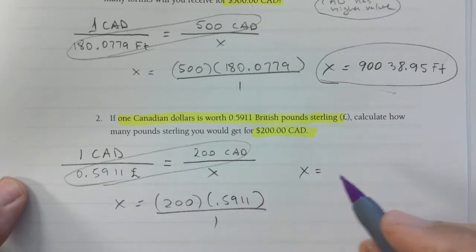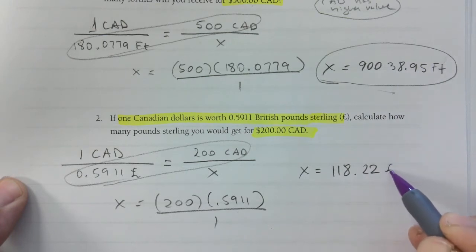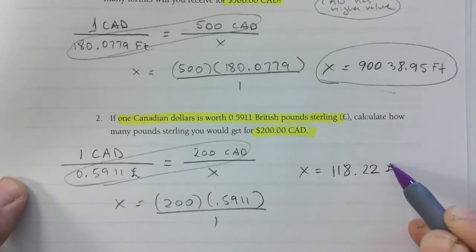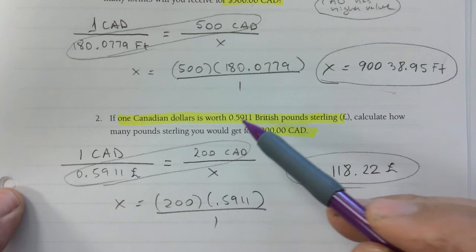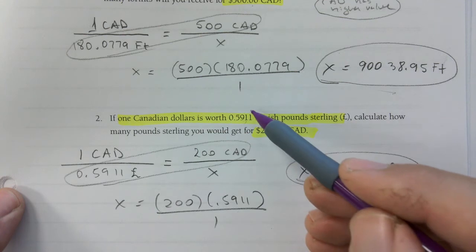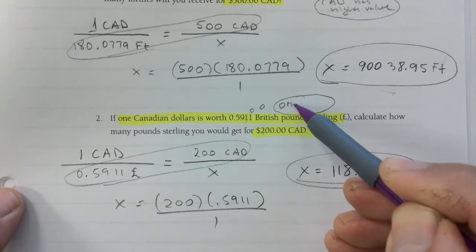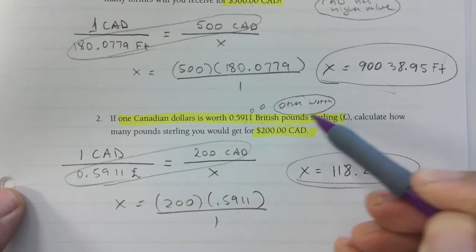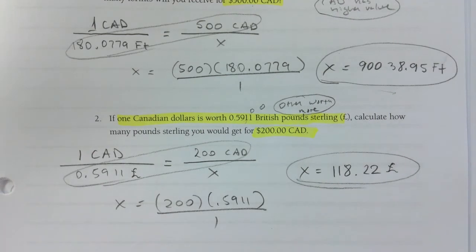So this would give you 118.22. If you just want to write down pounds, that's fine with me, but that's what you're getting. And notice that if the one is worth less than 1, then the other one is worth more, right? The other one is worth more because of that.